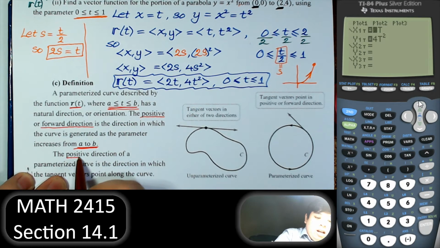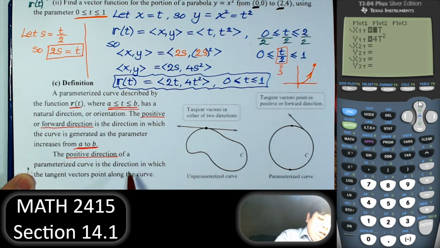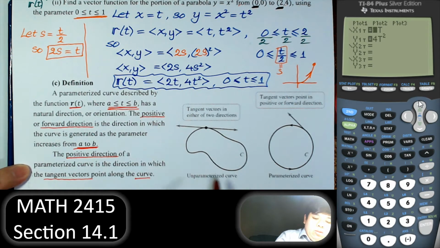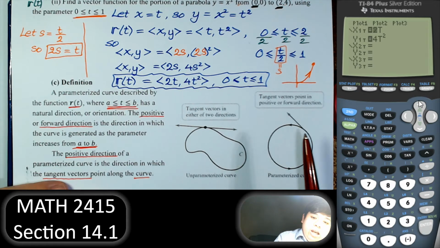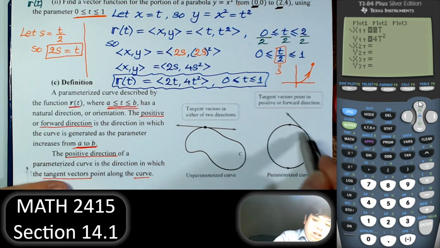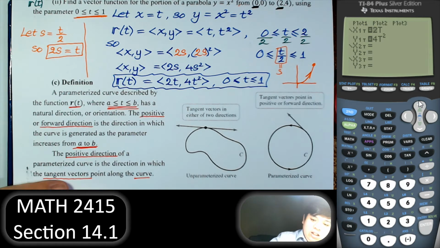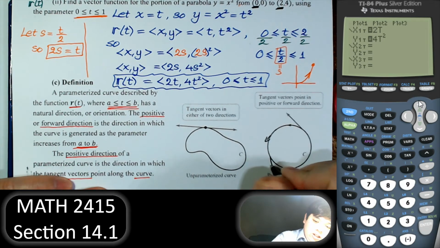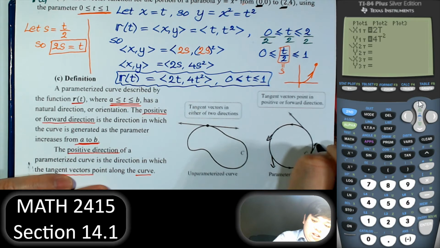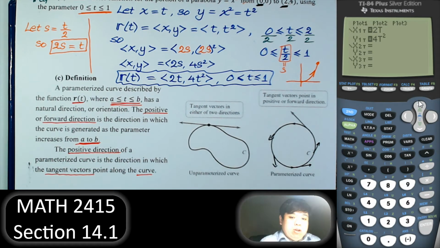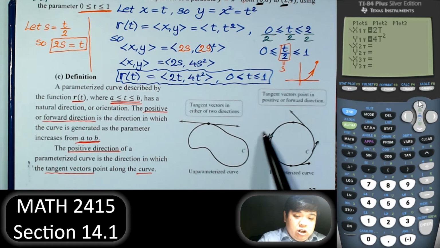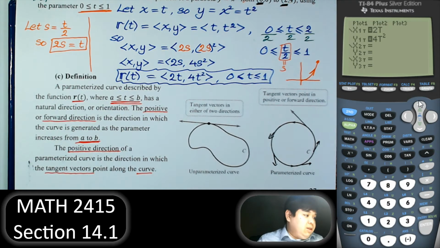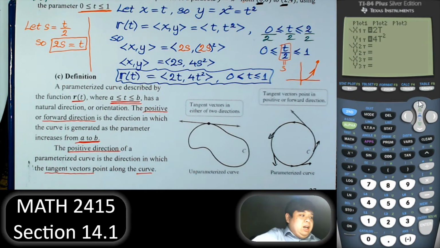Or another way to define that is the positive direction is in which the tangent vectors point in the same direction at each point along the curve. If we have a curve that has no direction, the tangent vector can point either way. But if we have the parameterized curve, the curve going this way, the tangent will be pointing in the same direction as that. And this parameterized curve has the positive orientation like that.